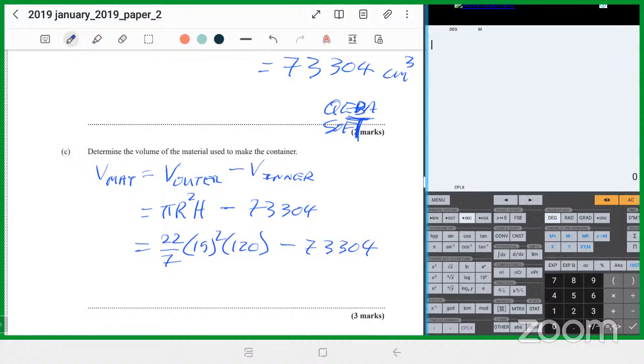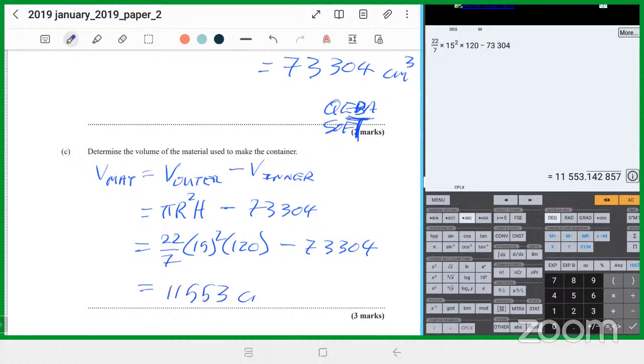All right, let's work it out now. So it's pi, 22/7, times 15 squared, times the overall height of everything, which is 120. And you're subtracting 73304. And I'm getting 11553. I'm going to write that to the nearest whole number.